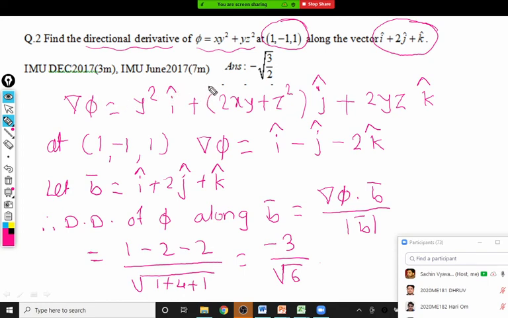You should start with the del phi definition. Del phi equals dou phi by dou x i plus dou phi by dou y j plus dou phi by dou z k. So only that one step is missing. Otherwise, each and every step is on the screen here. That is enough to get full marks there. Okay.